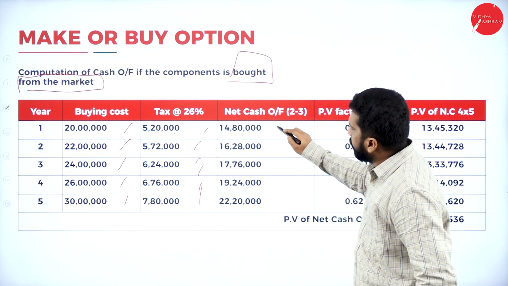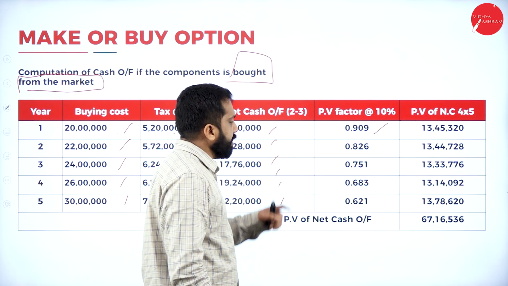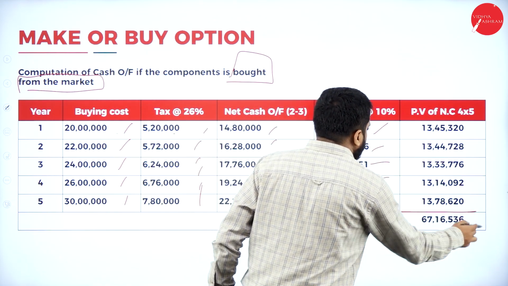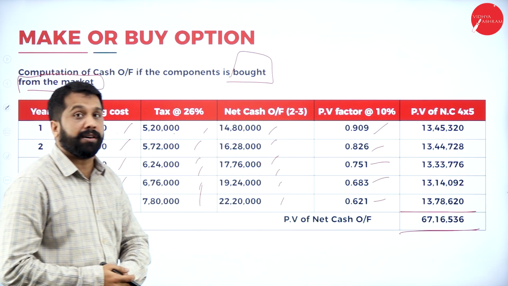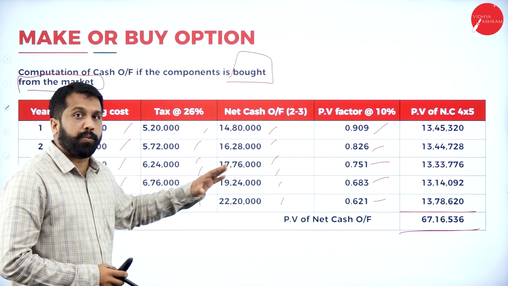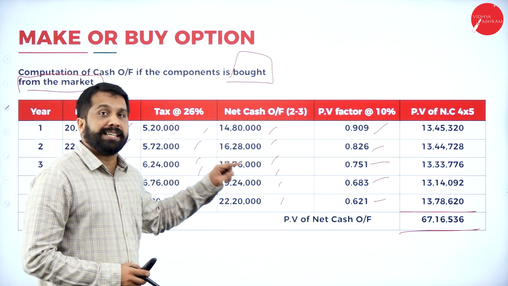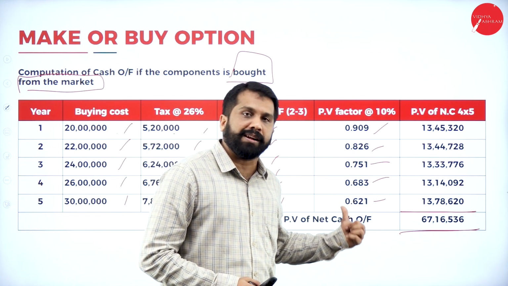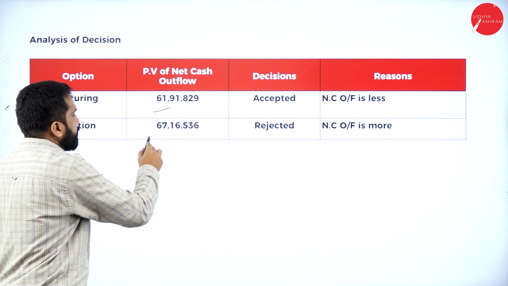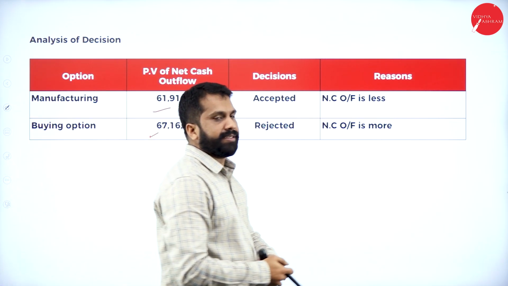This minus this you will get. What is the PV factor? 0.909. All the PV factors. Multiply. You will get 67 lakh 16,536. Do you get any scrap value for this? No. Why? Because this is not own fund. This is not make option. This is buying option. So 61 lakh 91,000 versus 67 lakh 16,000. This is accepted and this one is rejected.